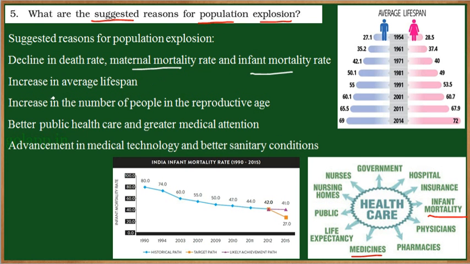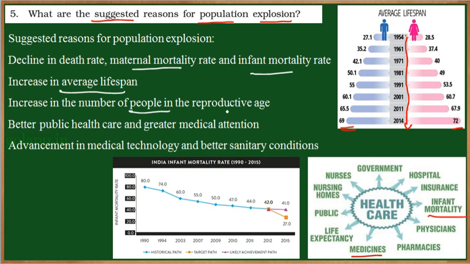Now another reason for population explosion is the increase in the average lifespan. So here we can see a chart. As there is an advancement in the year from 1954 to 2014, the average lifespan has also increased. So since the average lifespan has increased, an individual can fully live the reproductive age and therefore produce a large number of offspring. So even the increase in the average lifespan is considered as one of the causes for the population explosion.